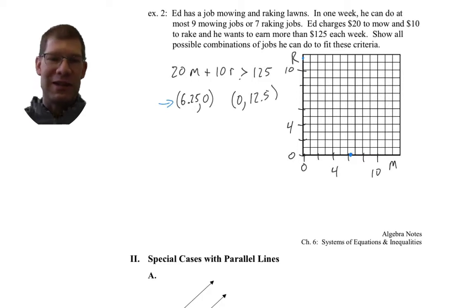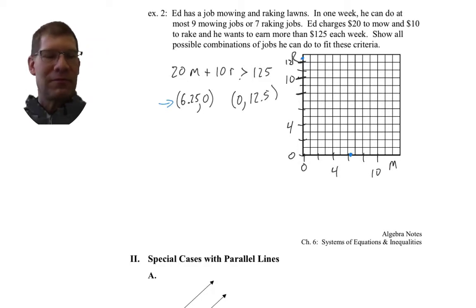I missed a line. Shoot. So this should be 8. This would be 10. This would be 12. Let's see if I can erase that little 10. There we go. Okay, so 12.5 then in blue is going to be right about there. And because it's greater than, I do a dash boundary line.